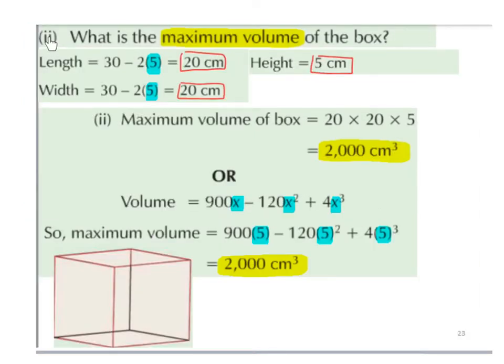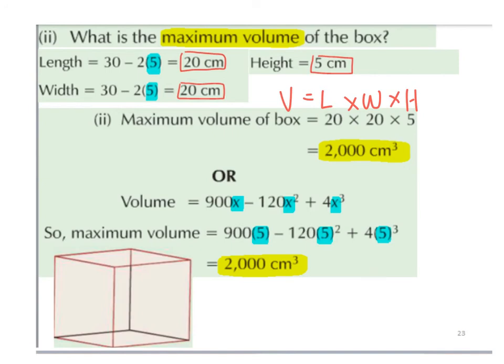So part 2 says, what is the maximum volume of the box? So we worked out, for the maximum volume, we need a length of 20 centimetres, a width of 20 centimetres, and a height of 5 centimetres. So we just multiply these three values together, because volume is length times width times height. So the maximum volume of the box is the length times the width times the height, which is 20 by 20 by 5, which is 2000 centimetres cubed. For volume, we always have cubed.